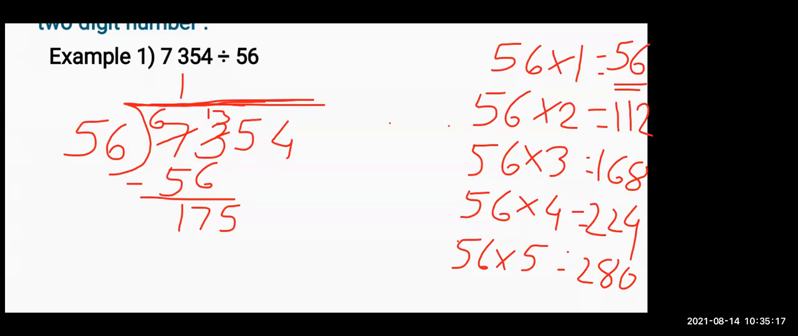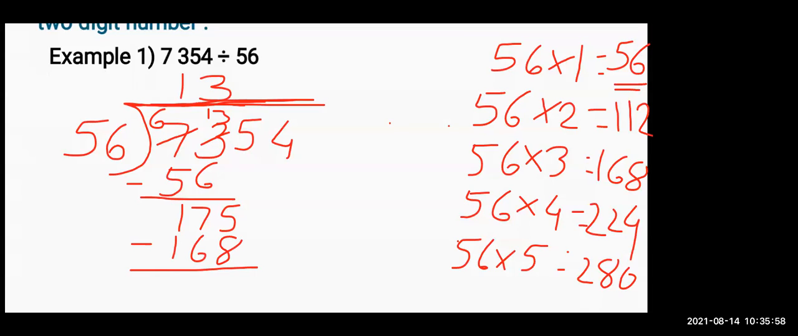Now in the 56 table, which number are you going to take? Very good. You will take 56 3s are 168, because 56 4s is 224. So we can't take that number. So we have to take 56 3s. ऊपर ही लिखना है. 56 3s is 168. Now underline it. Now once again we have to do the subtraction.